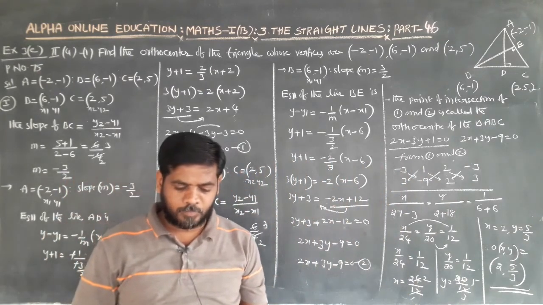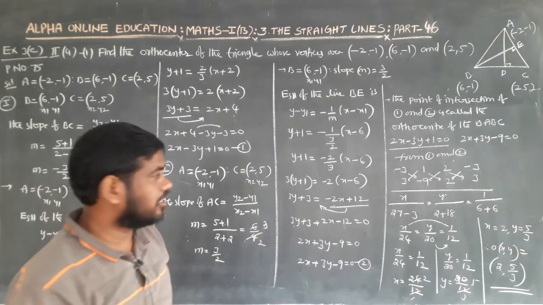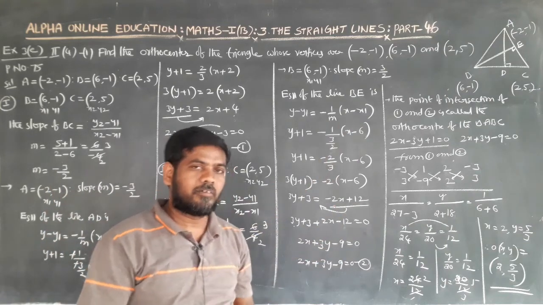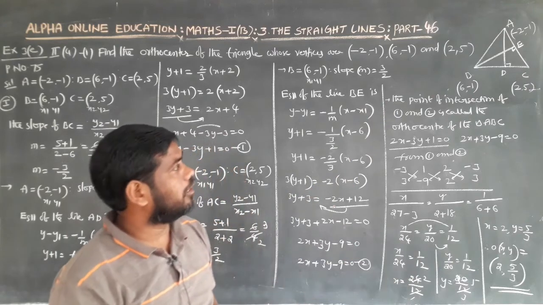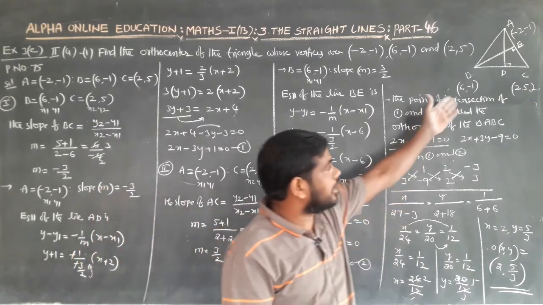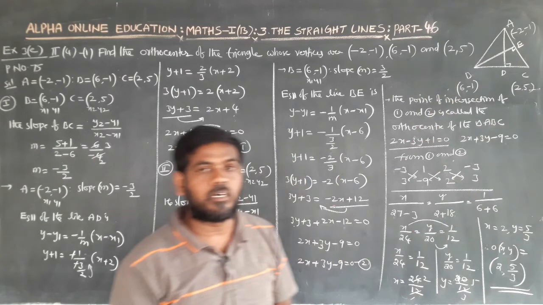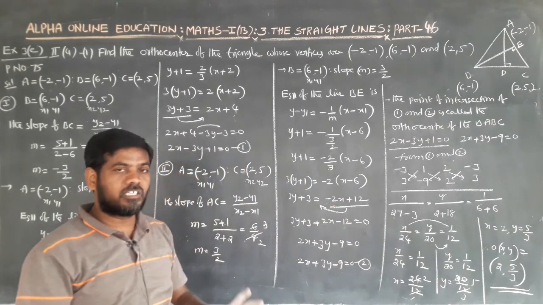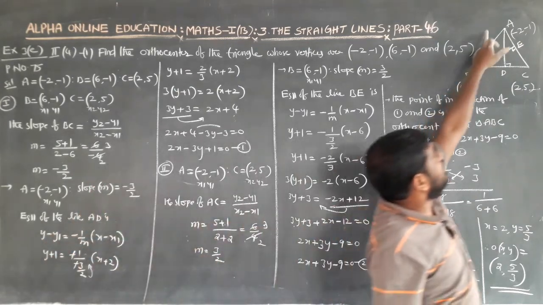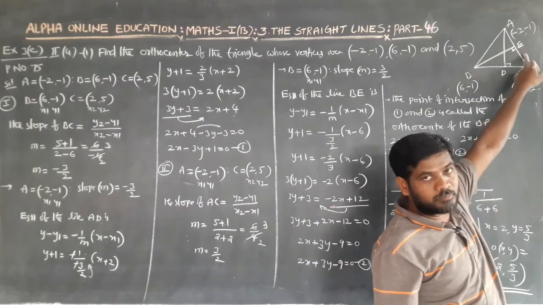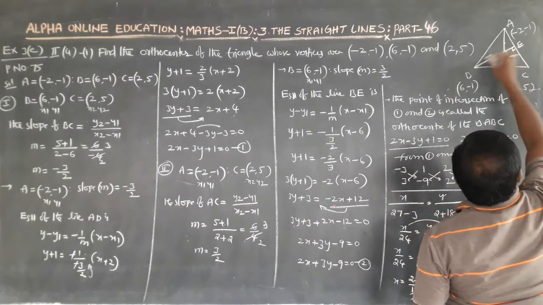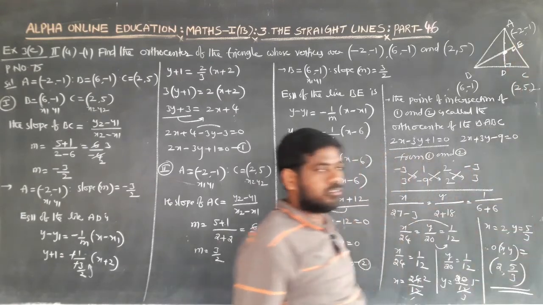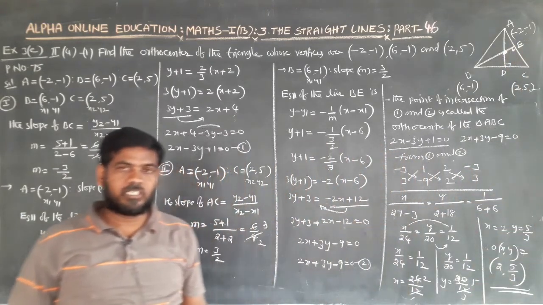2 comma 5 by 3 is the orthocenter of the triangle whose vertices are (minus 2, minus 1), (6, minus 1) and (2, 5). Here we find the equations of AD and BE. The point of intersection of AD and BE is called the orthocenter of the triangle.